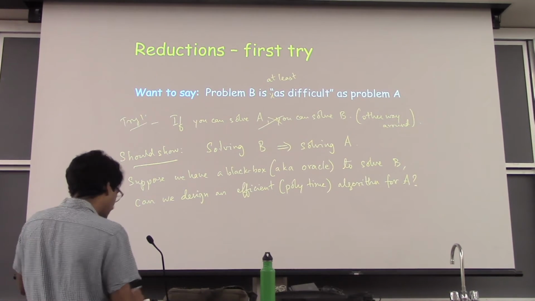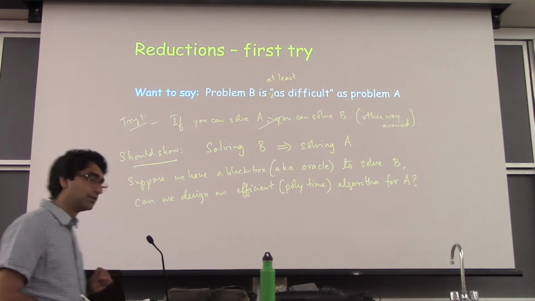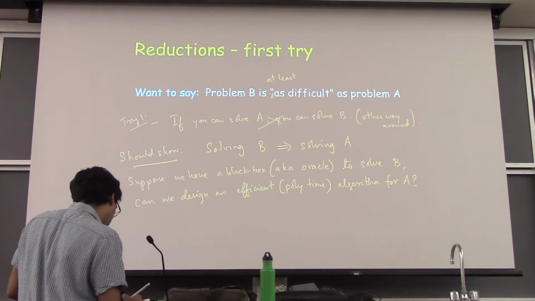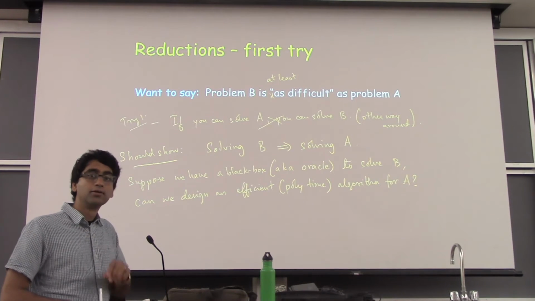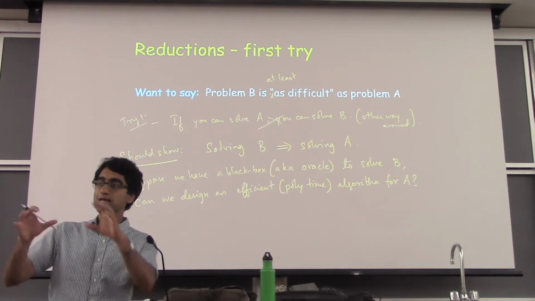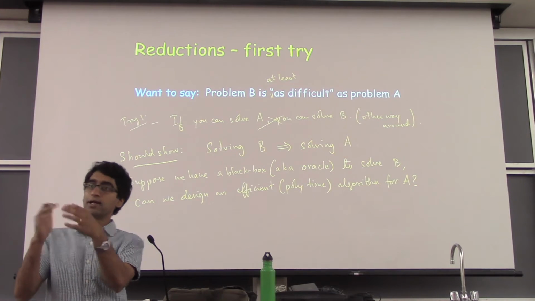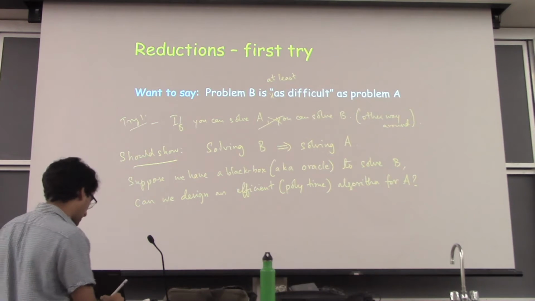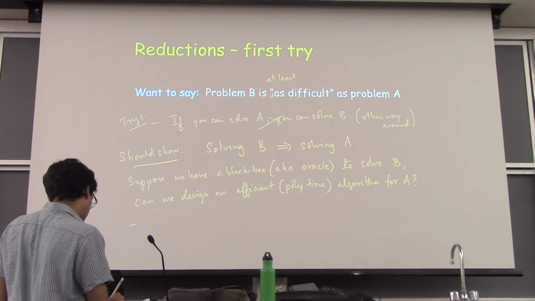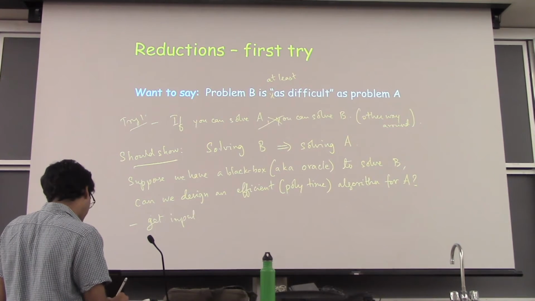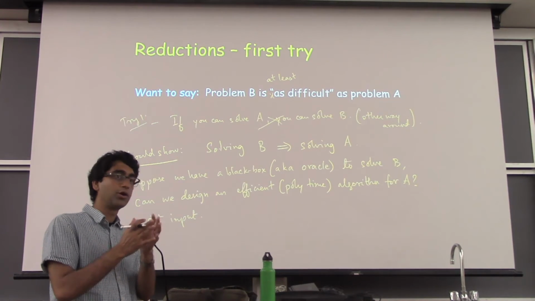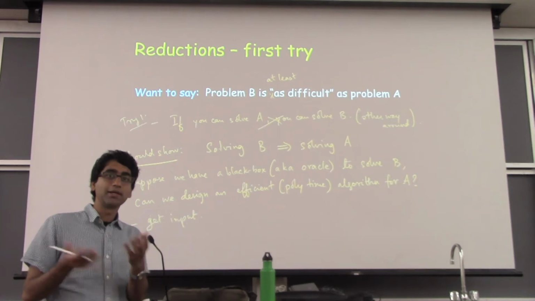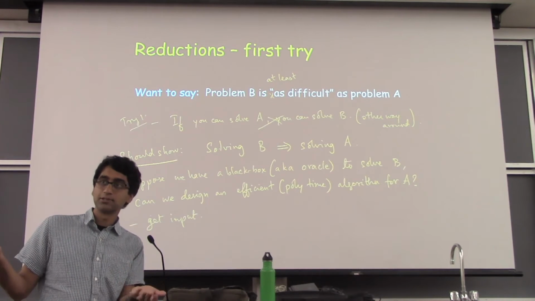So this is one way of formalizing. Is this notion of reduction clear? You just have an oracle, a black box for solving B, and you want to build an algorithm. The algorithm gets an input, could modify the input in some way, then call the oracle for B on that input and do something with the answer. You could call this oracle multiple times, and so on.